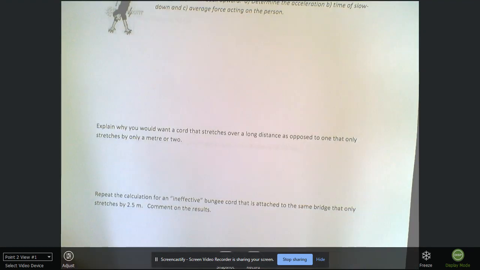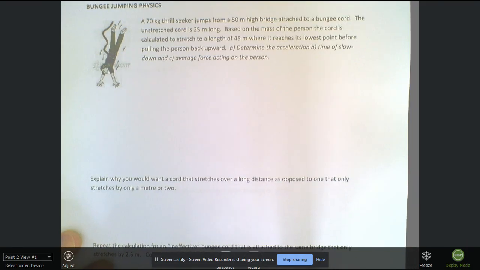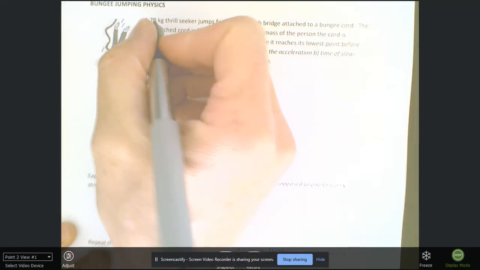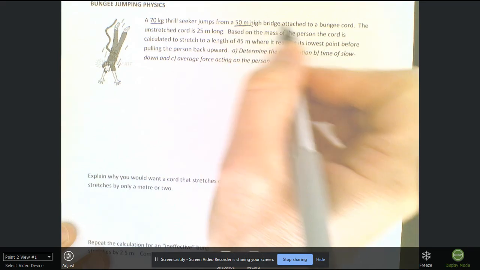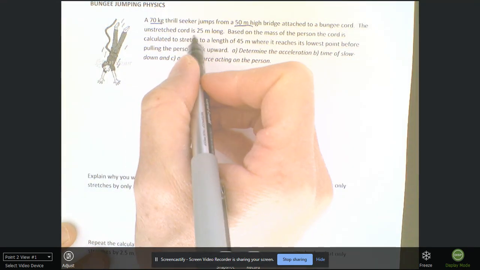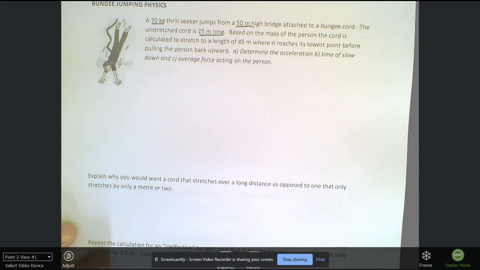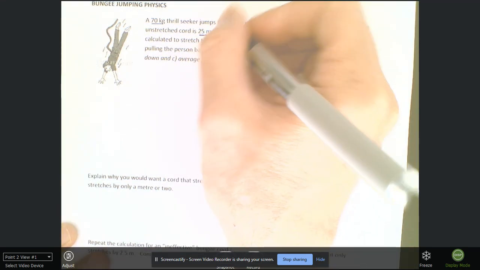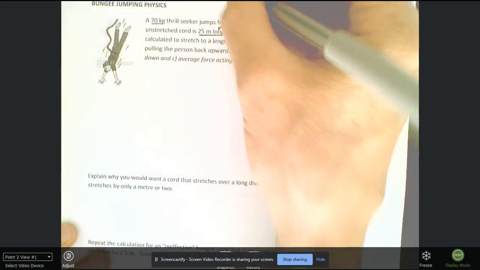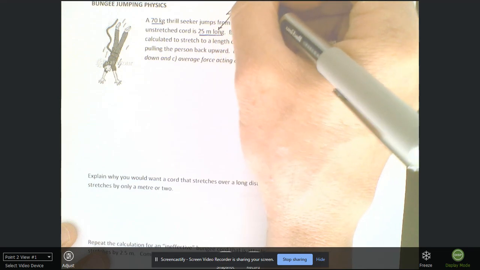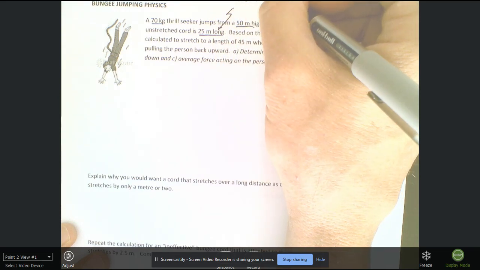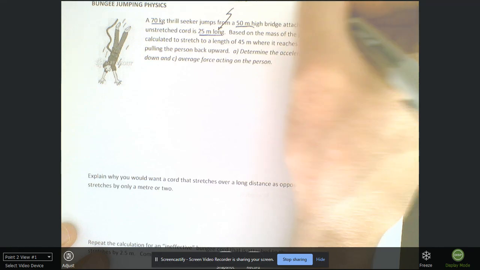All right, there's a bungee cord question. It's the same thing. You've got a 70-kilogram person jumps from a 50-meter-high building. The unstretched cord is 25 meters long. So that means that as he falls, for the first 25 meters, there's nothing. There's no impact. So you've got to find out how fast he's going after 25 meters of free fall. How fast at this point, this displacement.